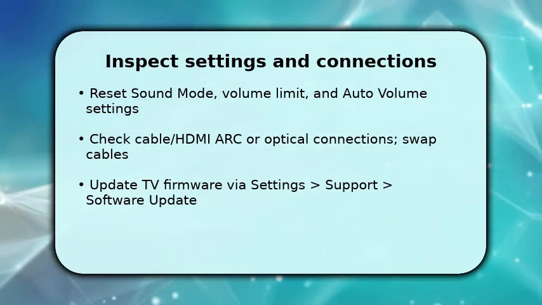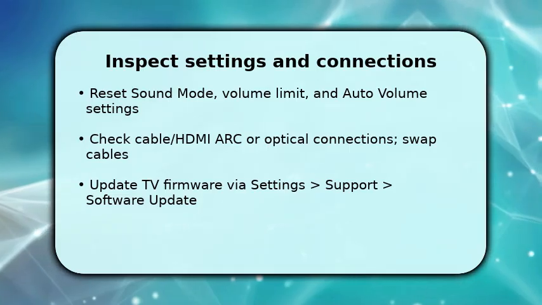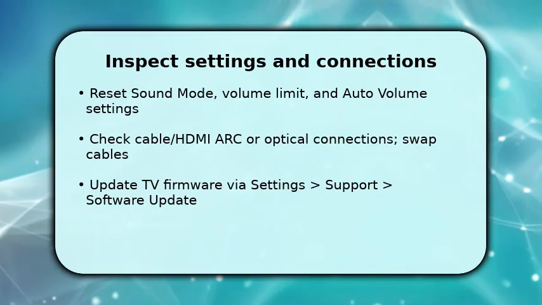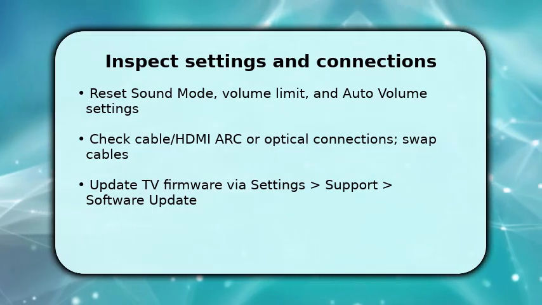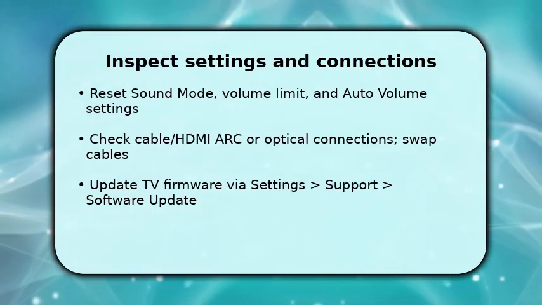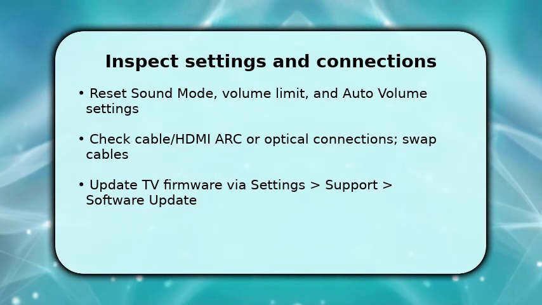Inspect HDMI ARC or optical cables for damage. Swap them to rule out a bad cable. Make sure the TV firmware is current by installing any available updates from support. These steps fix mismatches and software bugs that often cause erratic volume behavior.